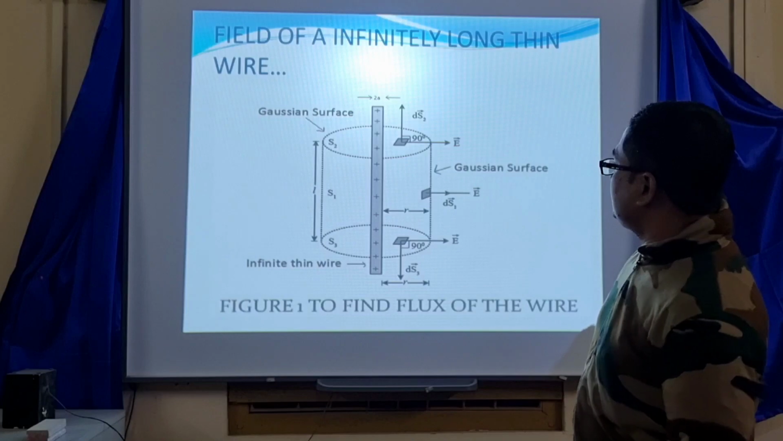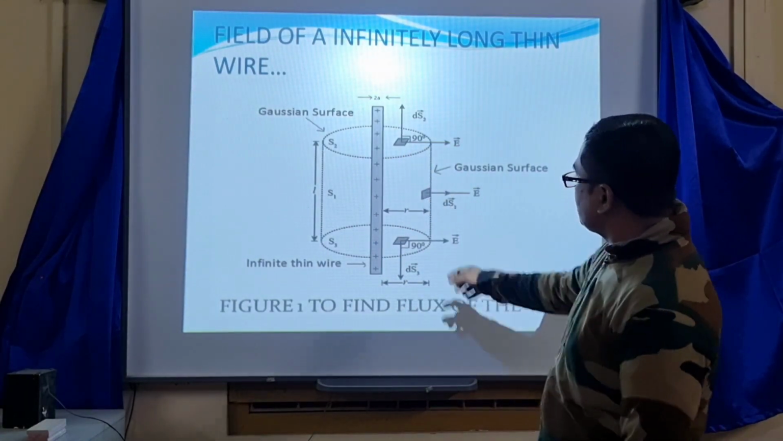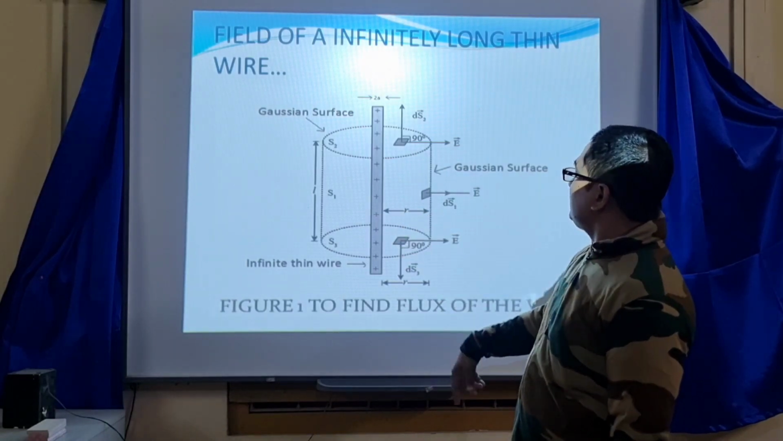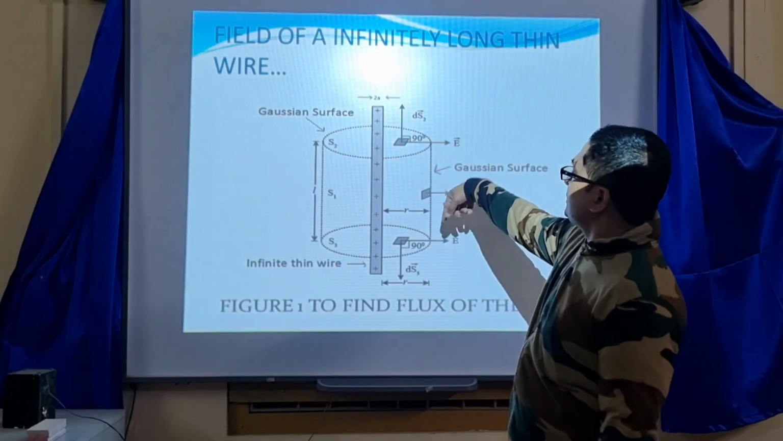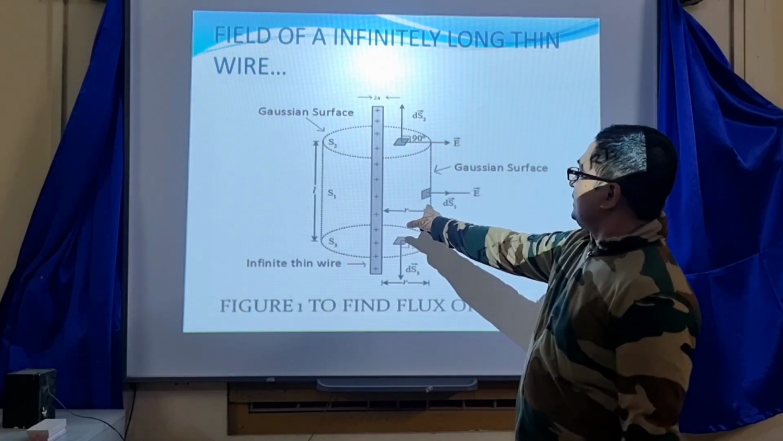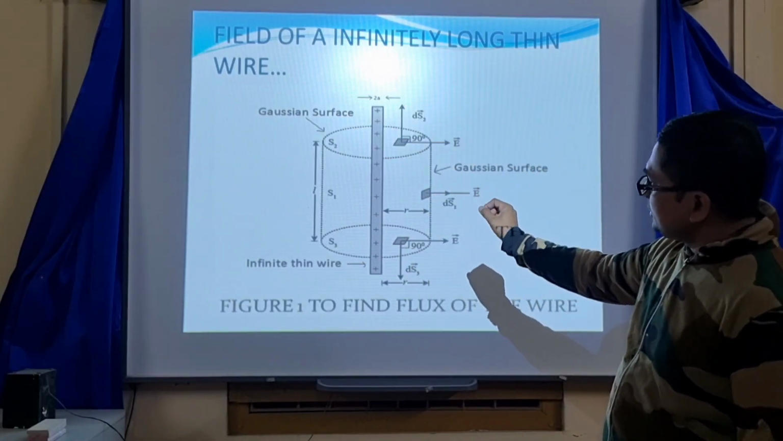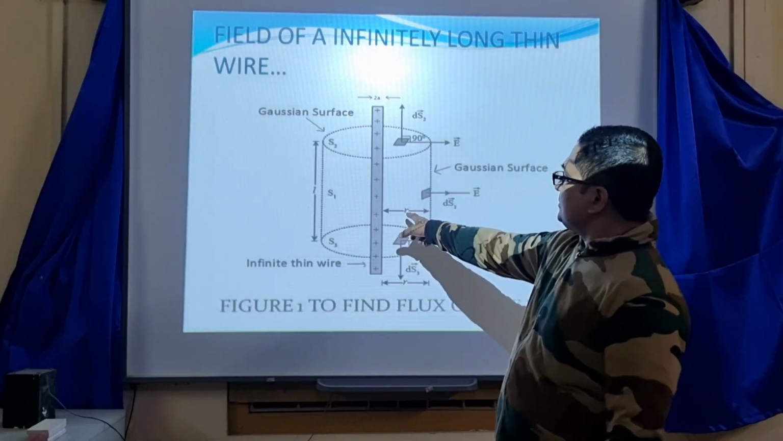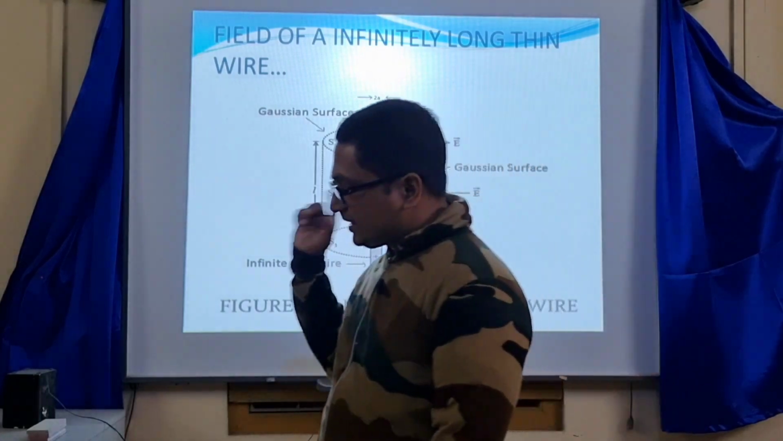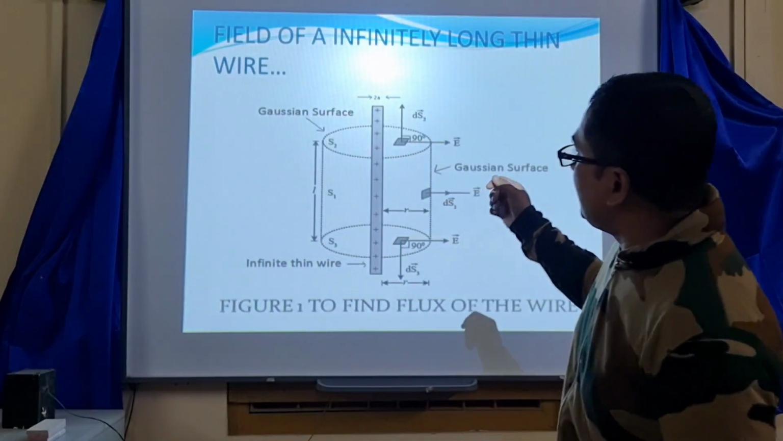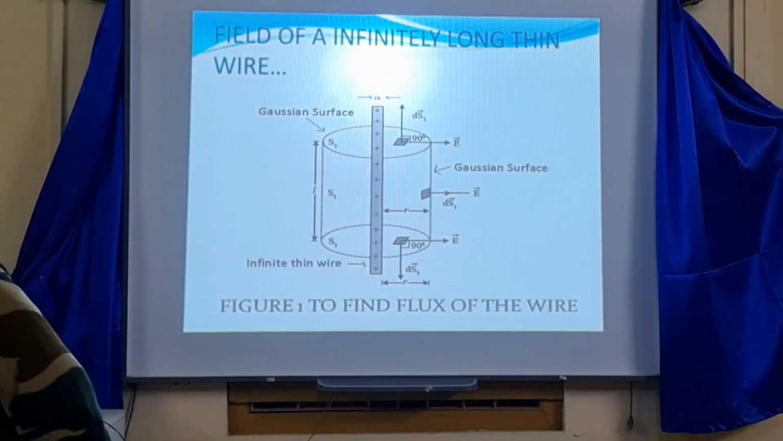You can see here that this is the actual wire, and this cylinder is the Gaussian surface, at a distance r. We take a point P here, suppose, and at this point P we are calculating the electric field. The important thing is that this Gaussian surface has a radius r and a length of L. In this case, as stated earlier, the Gaussian surface is an imaginary surface, but it is very important while calculating the electric field.